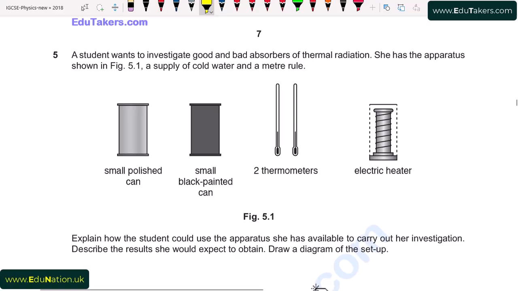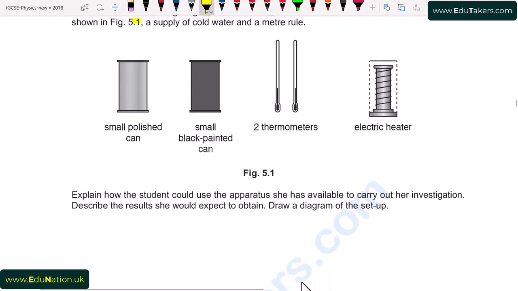Question number 5. A student wants to investigate good and bad absorbers of thermal radiation. She has the apparatus shown in figure 5.1, a supply of cold water and a meter rule. So here is the figure 5.1. We can see that here is a small polished can and the other is a small black painted can. So the first one is the polished can while the other one is the black can. There are two thermometers and also an electric heater.